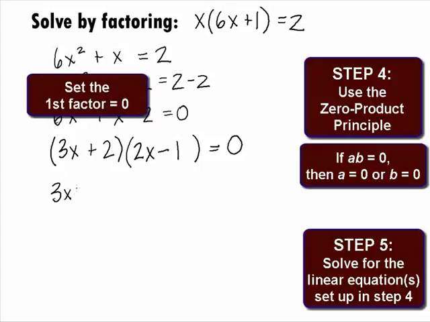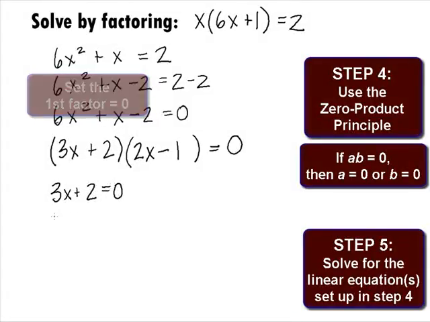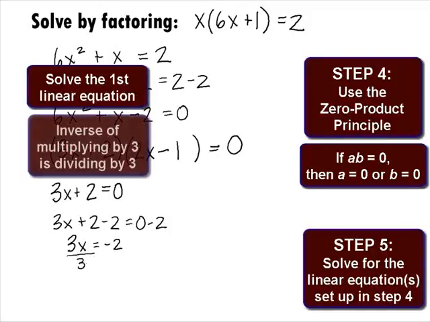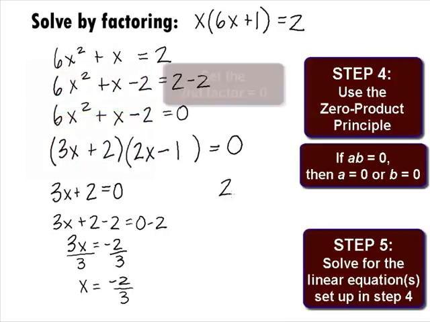Setting the first factor equal to 0, we get 3x plus 2 equals 0. The inverse of add is to subtract 2 from both sides, which will give us 3x plus 2 minus 2 equals 0 minus 2, which simplifies to be 3x equals negative 2. The inverse of multiply is to divide both sides by 3, which gives us 3x over 3 equals negative 2 over 3, which gives us our first solution of x equals negative 2/3.